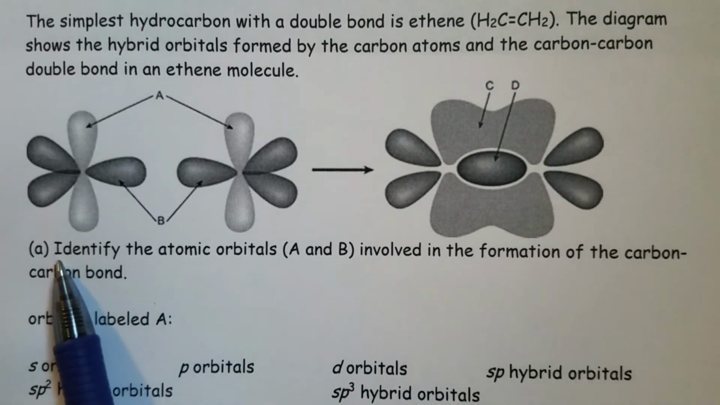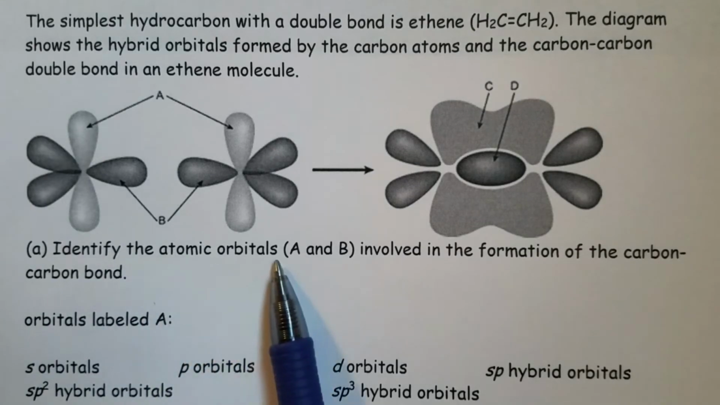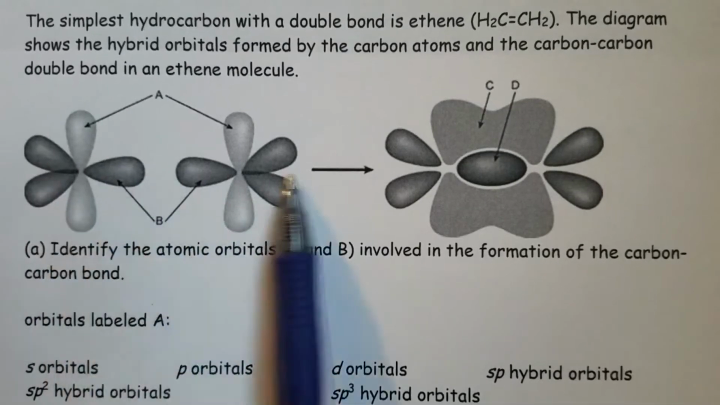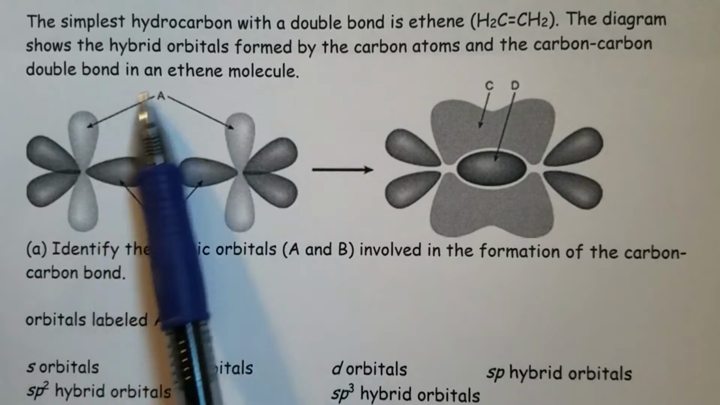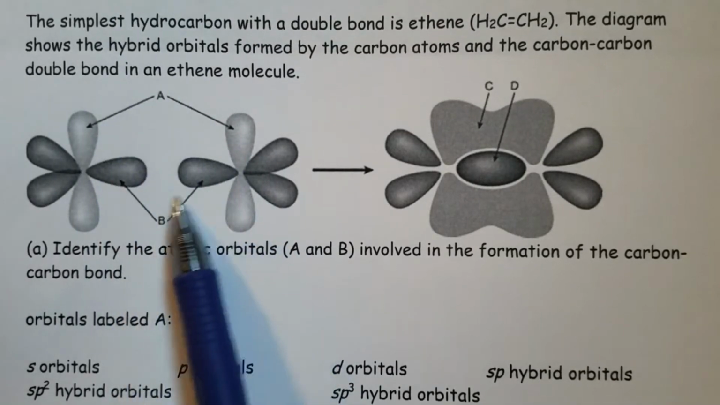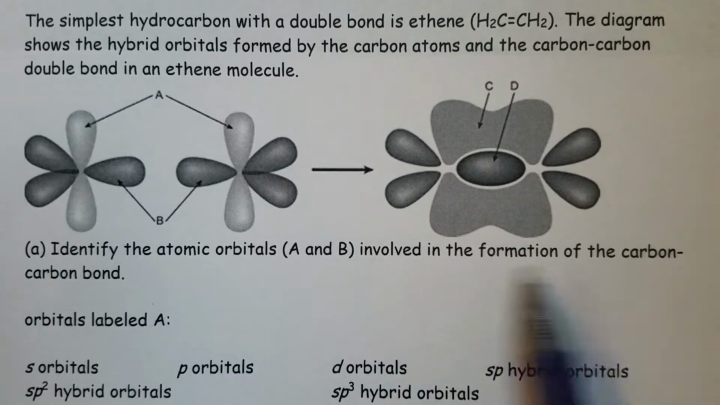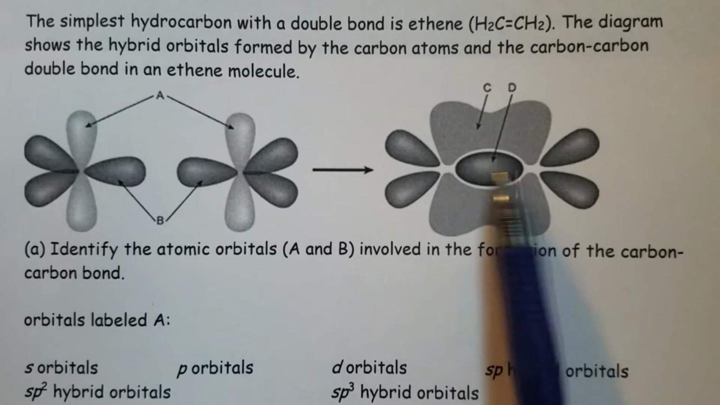Question A. Identify the atomic orbitals. You see those two? That's atomic orbitals, but specifically A and B, okay? So involved in the formation of the carbon-carbon double bond after the reaction, of course, that's the carbon-carbon double bond right there.